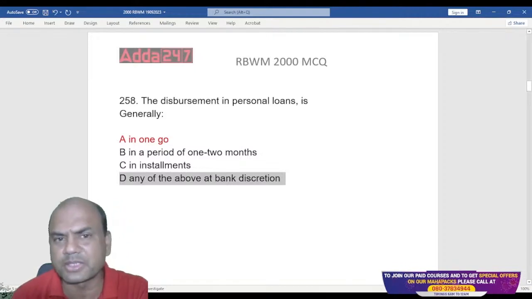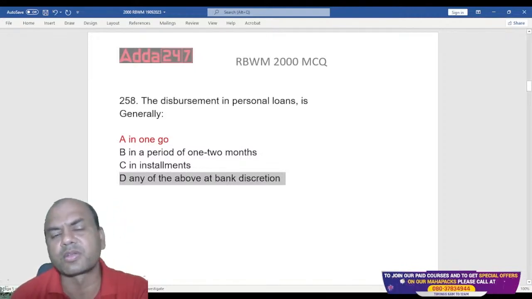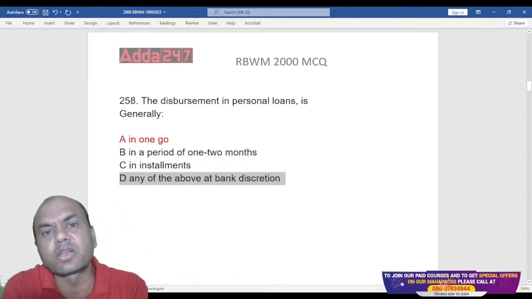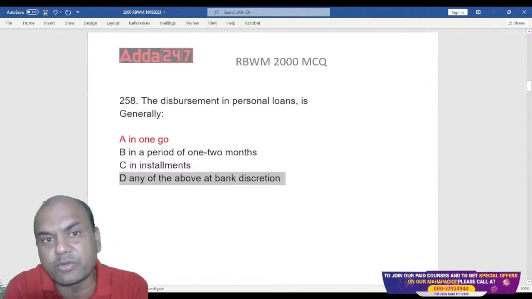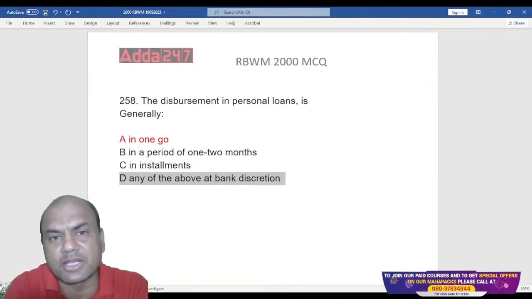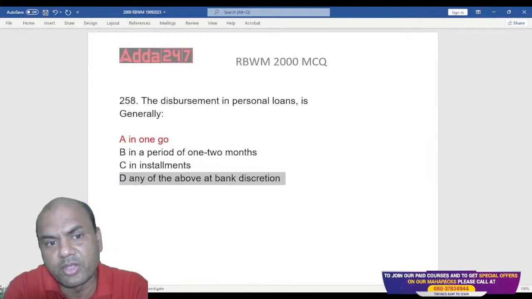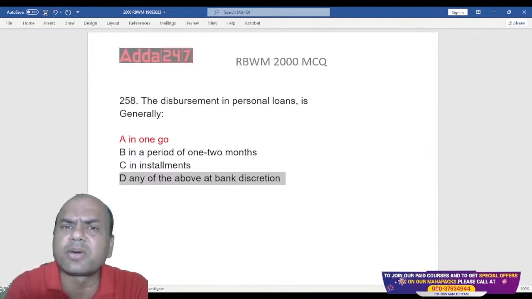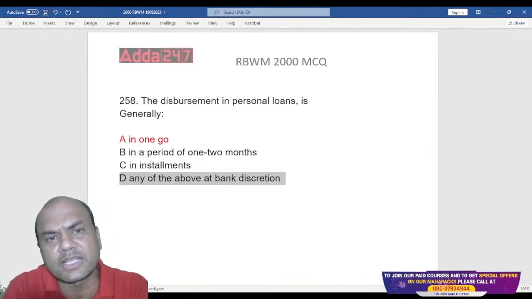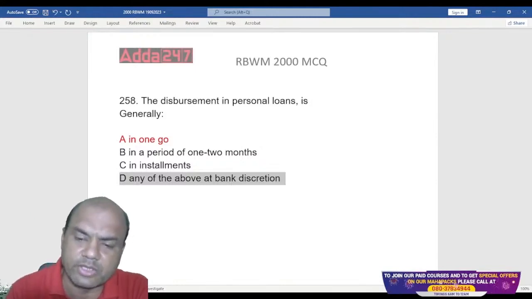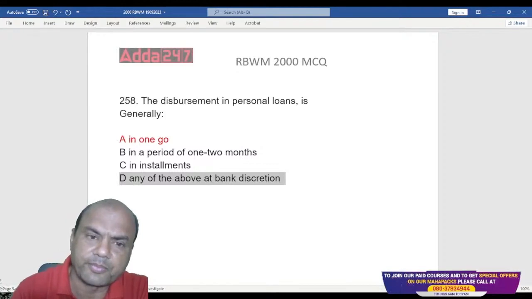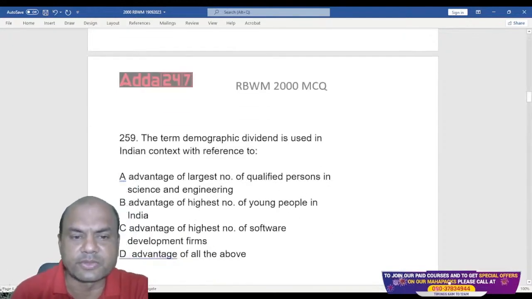But generally what happens, personal loan is for what? Personal loan is for personal requirements. And for that, the customer has applied, right? So if the customer has applied for some urgent work, that person needs exactly the full amount for that urgent work. So that's why it's always disbursed in one go. Okay. Next one.